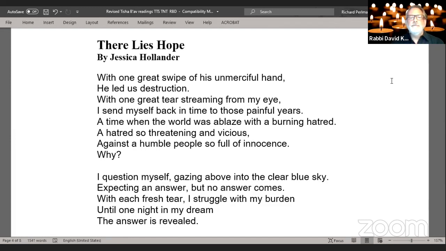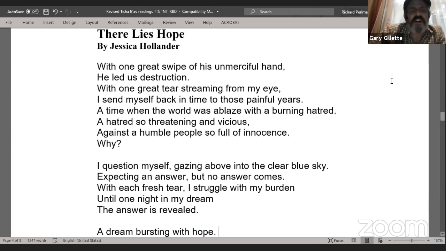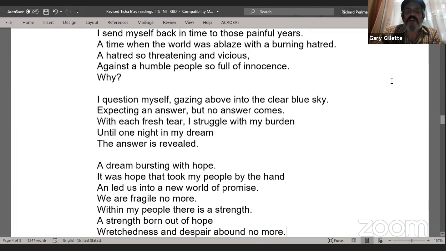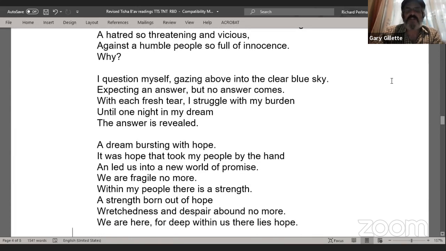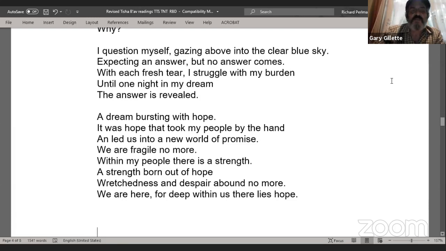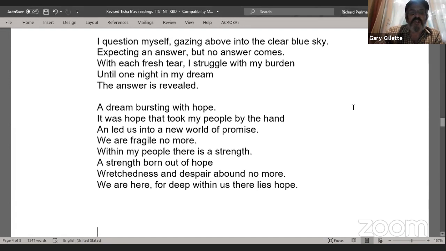There lies hope. With one great swipe of his unmerciful hand, he led us to destruction. With one great tear streaming from my eye, I send myself back in time to those painful years, a time when the world was ablaze with a burning hatred, a hatred so threatening and vicious against a humble people so full of innocence. Why? I question myself, gazing above into the clear blue sky, expecting an answer, but no answer comes. With each fresh tear, I struggle with my burden until one night in my dream, the answer is revealed. A dream bursting with hope. It was hope that took my people by the hand and led us into a new world of promise. We are fragile no more. Within my people, there is a strength born out of hope. Wretchedness and despair abound no more. We are here, for deep within us, there lies hope.